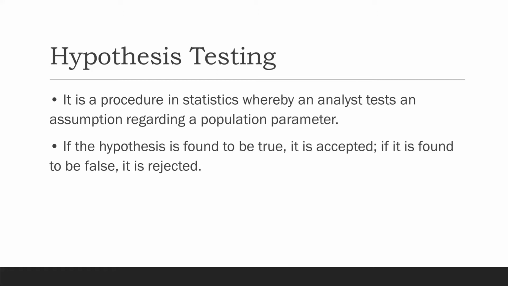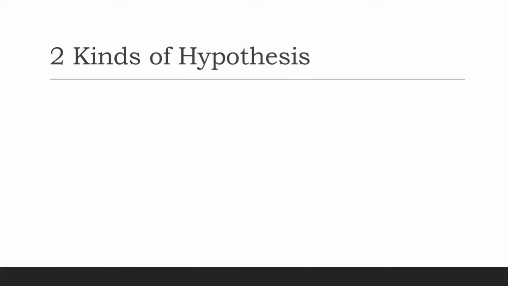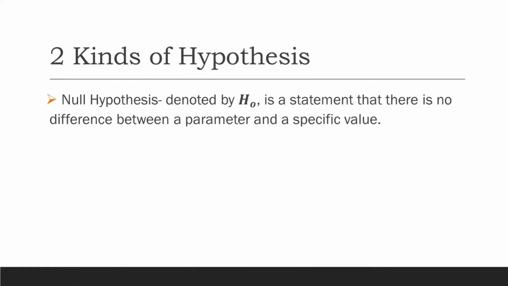So therefore, the hypothesis, yung sinasabi nating hypothesis is pagbibigay ng explanation regarding dun sa mga evidences na nakuha natin. So, para mas maintindihan natin, we have two kinds of hypothesis. First is the null hypothesis, which is denoted by H sub O, and it is a statement that there is no difference between a parameter and a specific value. Pag sinabi nating null hypothesis, so it is equal siya, or it is equal to the parameter or the population.